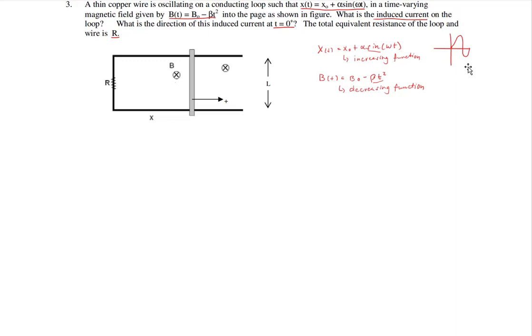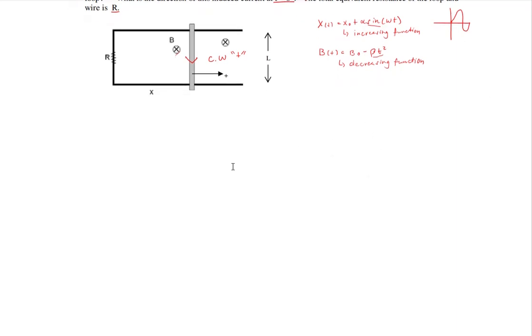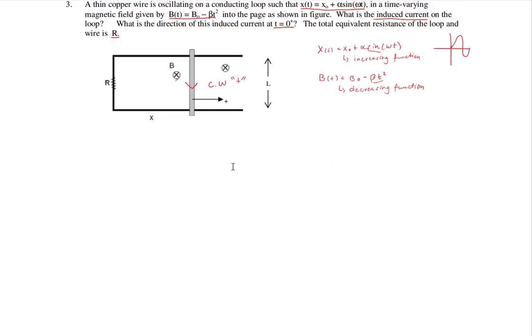Also, let's take note that the initial B field is going into the page. So with that as our thumb, and the curl of our fingers being the current that comes with it, the initial current is going to be going clockwise. So we'll designate clockwise as the positive direction. With those in mind, we can now solve for our I induced.